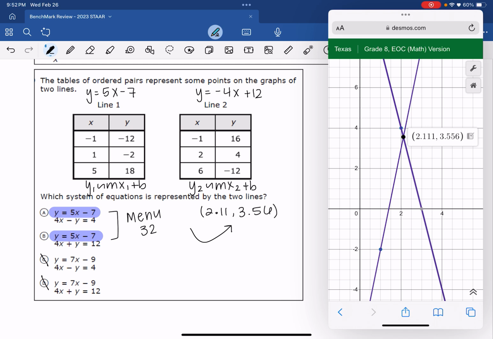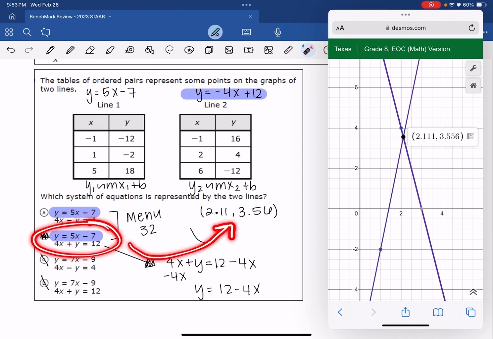Or you can solve for y on the last equation, right? So if I take this equation and solve for y, that's 4x plus y equals 12. I subtract 4x to the other side. Y equals 12 minus 4x, which is exactly what line 2 was. So therefore, B is our answer on this one, right? But menu 3-2 would have told you that as well, because this answer choice right here would have got you the solution of 2.11 and 3.56.